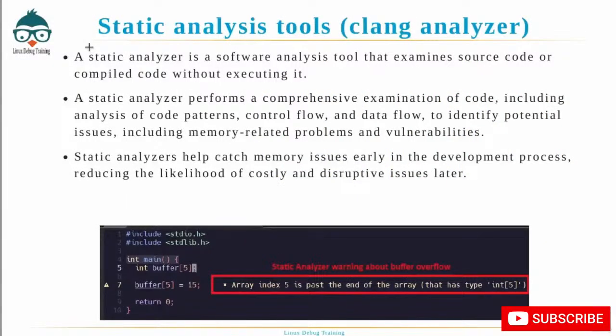Static code analyzer is the first level of defense available to us. It is a software analysis tool that examines the source code for potential issues without executing the code. It performs a comprehensive code examination, including the analysis of code patterns, control flow, and data flow, to identify potential issues, including memory related problems and vulnerabilities. Static analyzer helps catch the memory issues early in the development process, which reduces the likelihood of costly and disruptive issues later on.